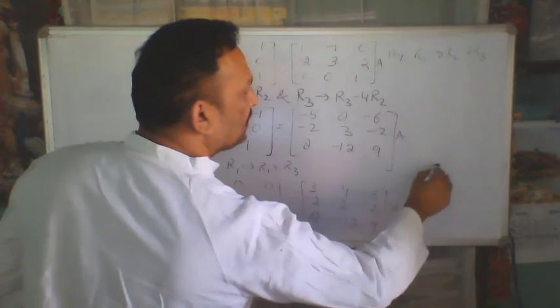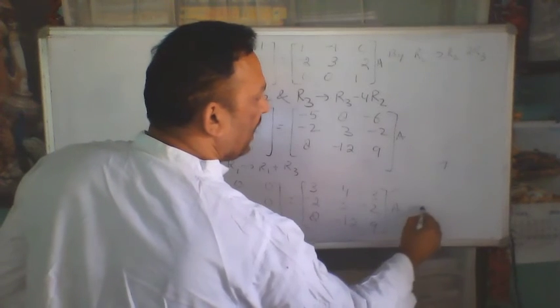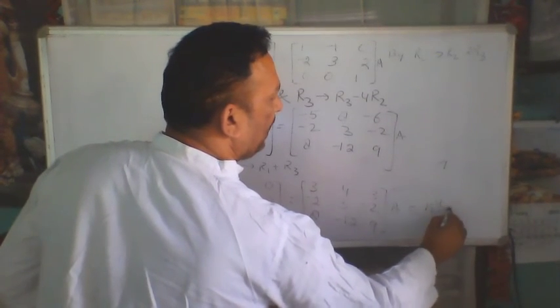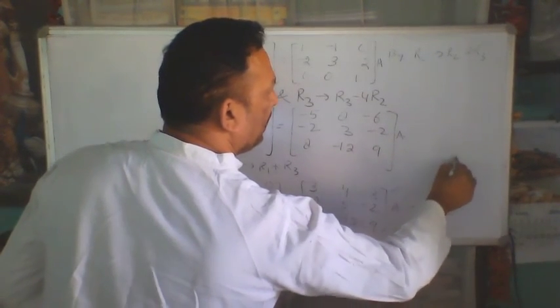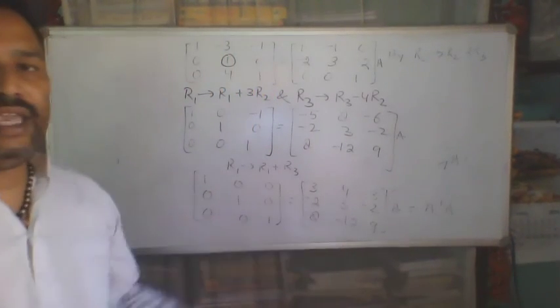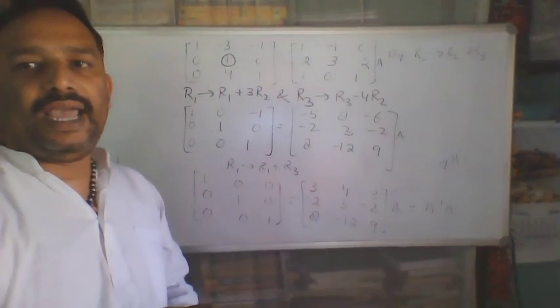So this will be, as we all know, I equals A inverse A. So this will be A inverse. In this way you can find A inverse by elementary transformation.